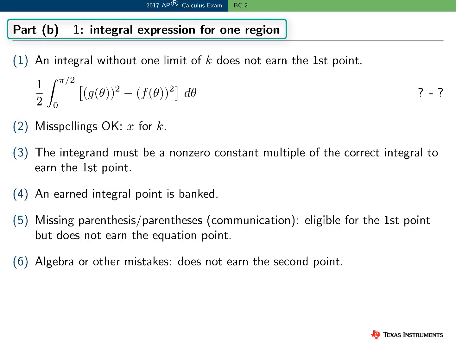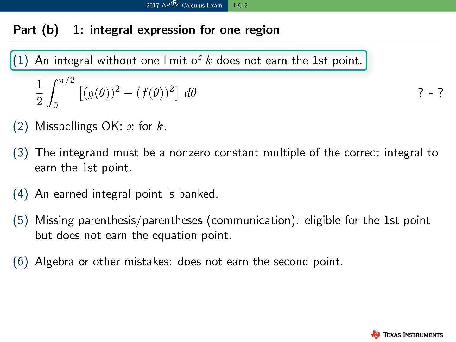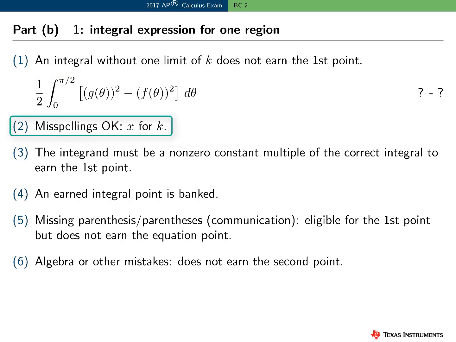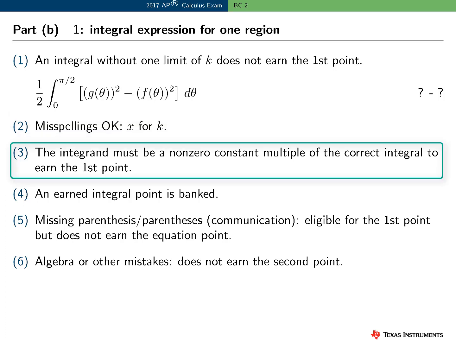Here are some specific interpretations regarding the first point in Part B. An integral without one limit of k does not earn the first point. And here's a common example. This expression alone does not earn the first point. In this part, misspellings were okay. That means a student could use an x in place of a k as a bound on a correct definite integral and still earn the first point.